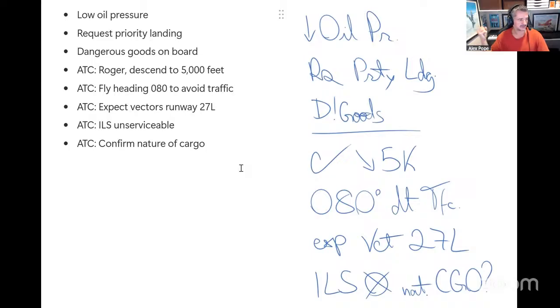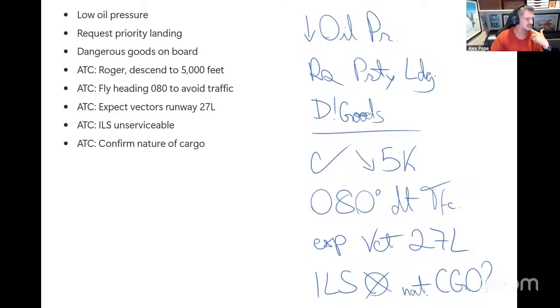Descend to 5,000 feet, fly heading 080 to avoid traffic, expect vectors 27 left, and the controller also told him ILS is unserviceable, confirm nature of cargo. That's it. So what I did now is I combined both things. I used reported speech, but I used it to also put myself in the shoe of the controller sometimes and the pilot. So what that allows me to do is that I don't have to be modulating everything the whole time. Now, don't get me wrong, you can do it both ways, but fact of the matter is that many people will suffer a little more.